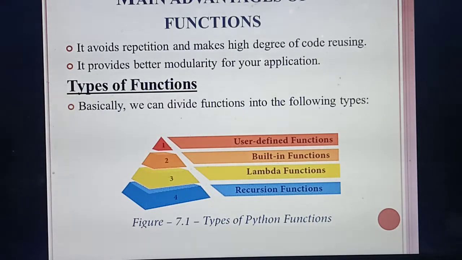So what's the main advantage of function? The main advantage is that it avoids repetition. That's the first point. Repetition means I already explained the same concept. So there is no need to write the same function again and again. Instead of writing the same function again, you can call the function with the function name. So it avoids repeating the writing of the same function.